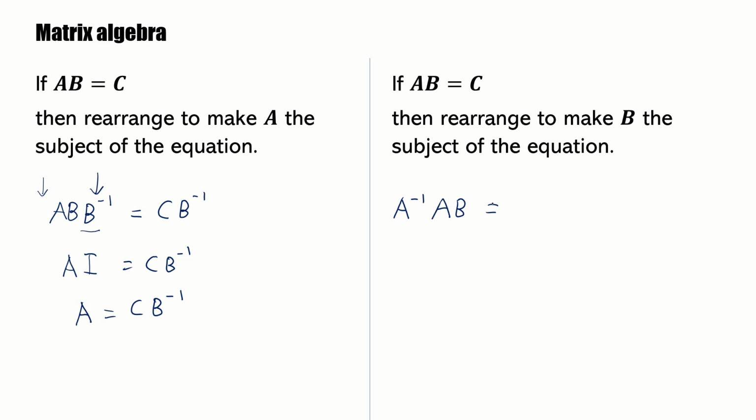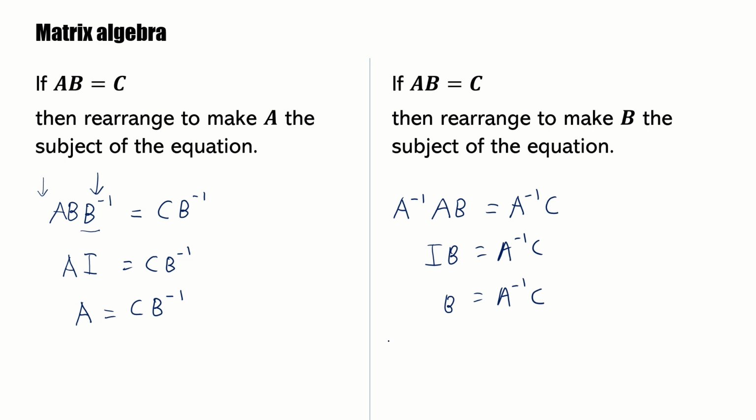So that means when I'm going over to the right-hand side, I need to multiply the front of the right-hand side by A inverse as well. So this time it will be A inverse C on the right-hand side. That means we'll get IB equals A inverse C, and therefore B is equal to A inverse C.